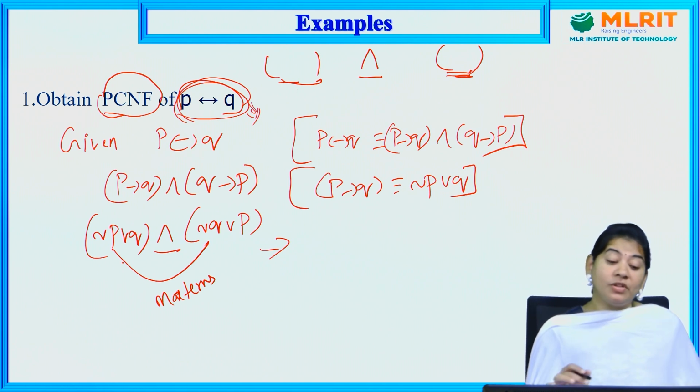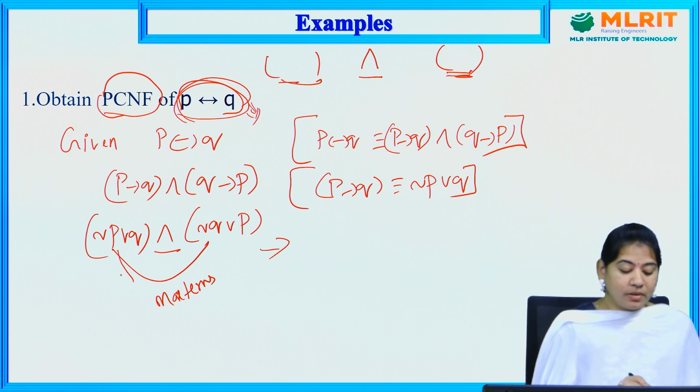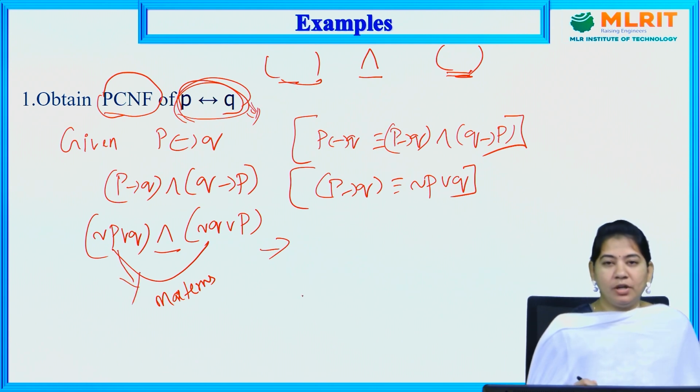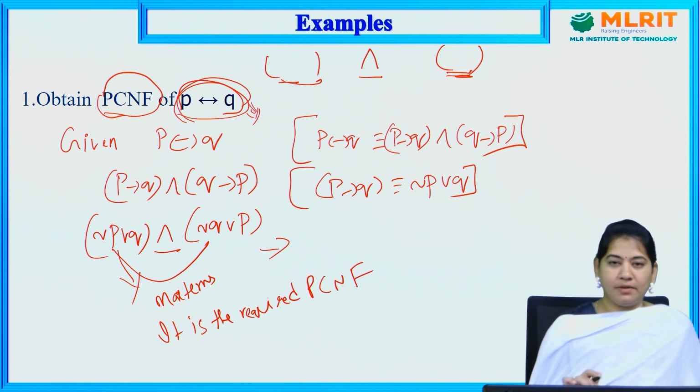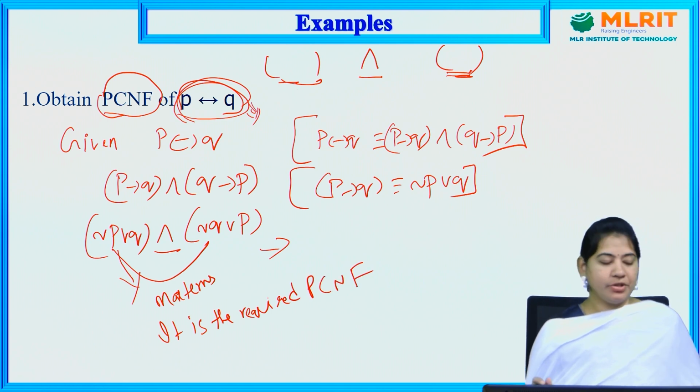But if the question is asked to obtain the PDNF, then as in the last session, we have applied the distributive formula to get the PDNF. But as the question here is PCNF, we got the answer, we can stop here, and this is the required PCNF. Now let us see the second question.